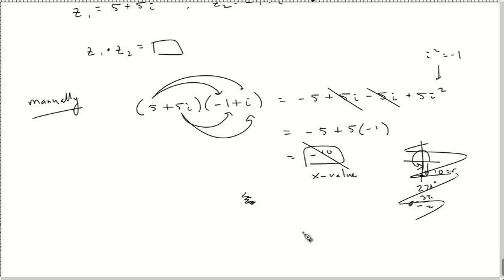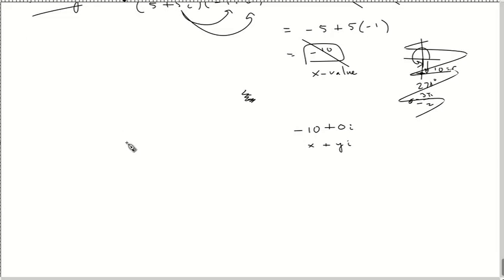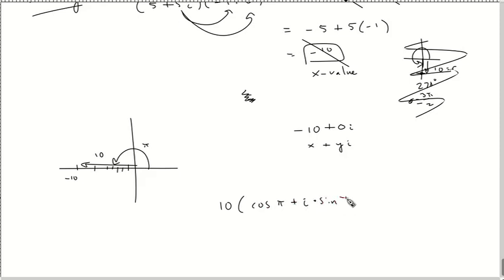Why, though? What's going on with this? Let's pause for a second. What you actually have is -10 plus 0i, x plus yi. So, what is your y value? It's not -10. It's 0. What you're actually looking at is -10 out here. And so your angle's different. It's now going to be a pi angle. And then you travel a 10 distance. So 10 cosine pi plus i times sine of pi.